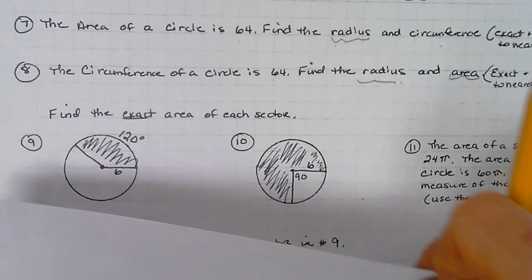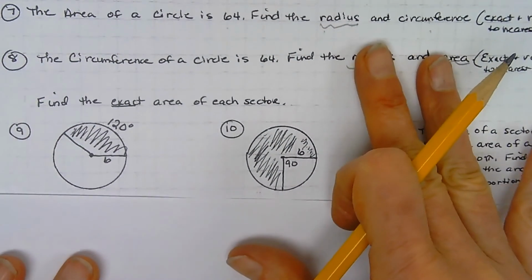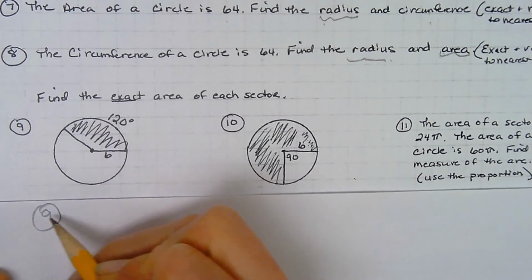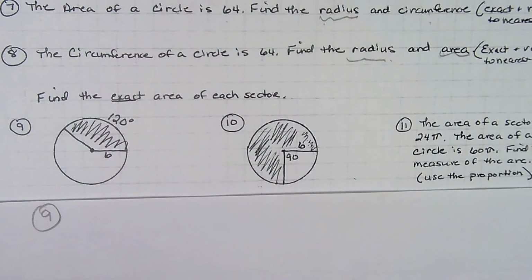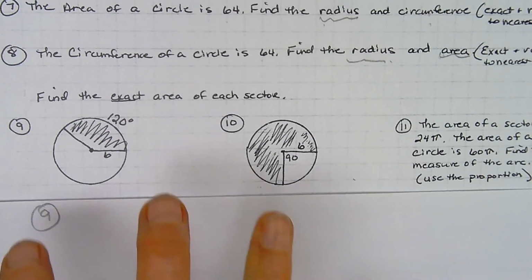Okay, number 9. Number 9 and 10 are finding the areas of sectors. I'm going to stop this video, and this is going to be part 2. This is the end of part 1, and I'll start the next bit on part 2.